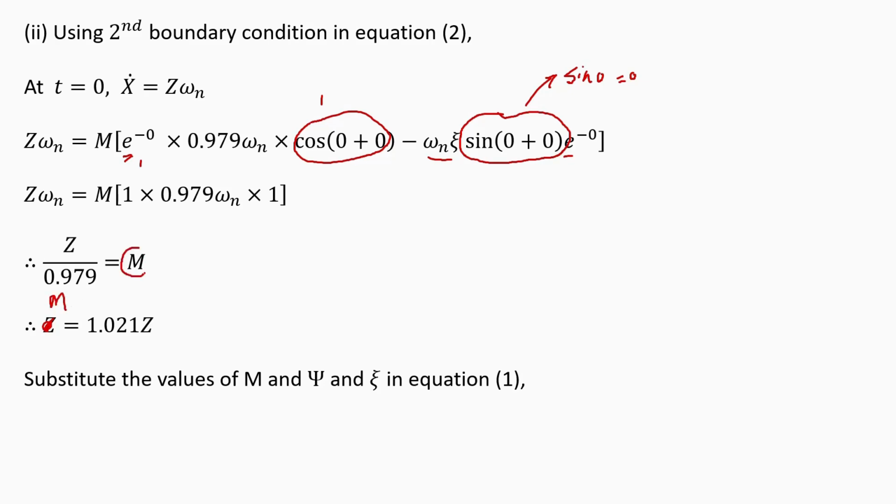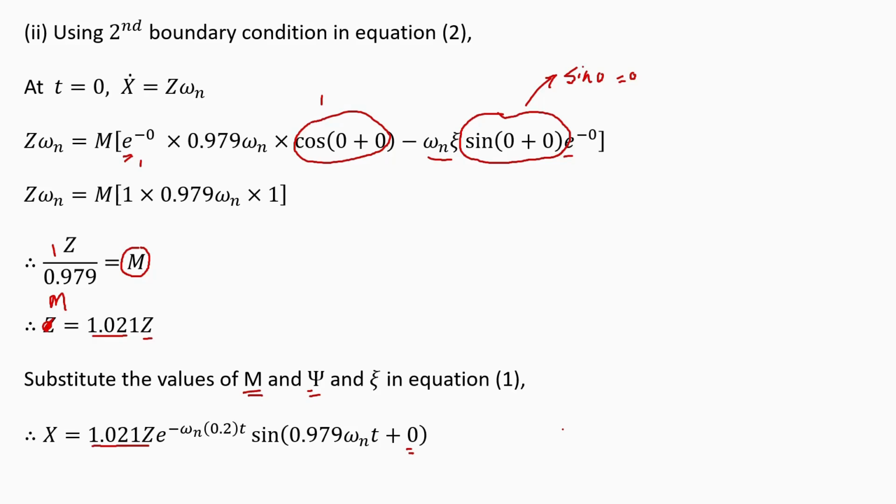So the value of M is equal to Z, as it is 1 upon 0.979, that is 1.021. So these are the values of M and psi which we have already obtained, so that we can substitute in equation 1. So in place of M it is 1.021 Z, and in place of psi it is 0. So this is the equation of motion in the undamped system. In this way we can derive the general solution for overdamped system, for critically damped system, and for undamped system.